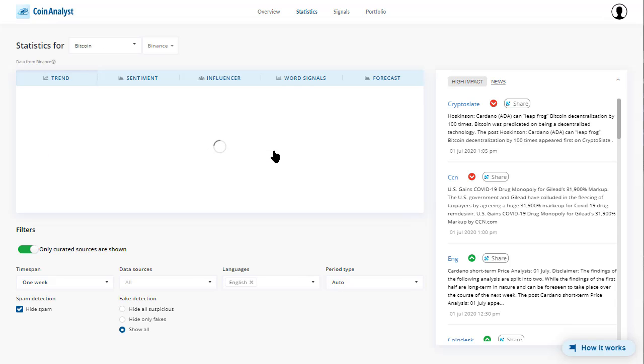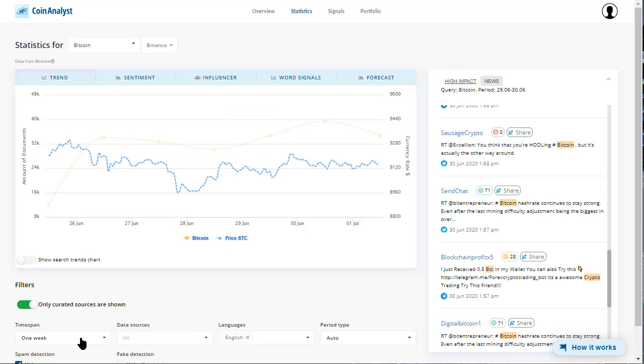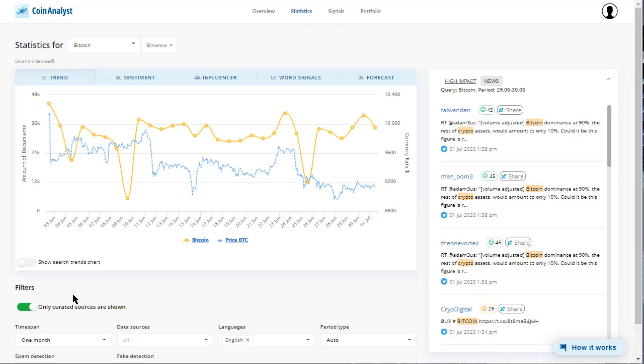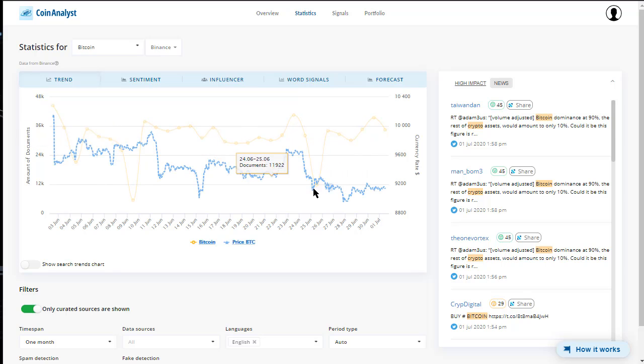We see here the trend for Bitcoin. You can change the time span to 1 month, for example. And here you see it's almost 36k posts a day. And for example, it's really interesting, here we have a big drop. That means people have talked way less here.